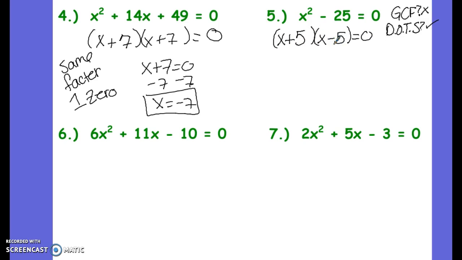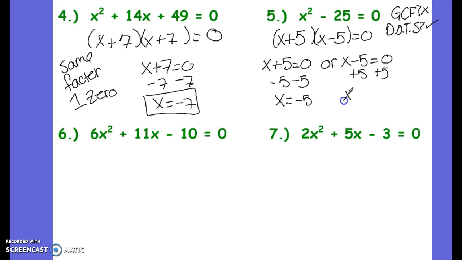We know we're going to have 2 zeros here because there are 2 different factors. So x plus 5 equals 0, or x minus 5 equals 0. So subtract 5, x equals negative 5, add 5, x equals positive 5. So x equals negative 5 or x equals positive 5. If you substituted those in, you get 0.